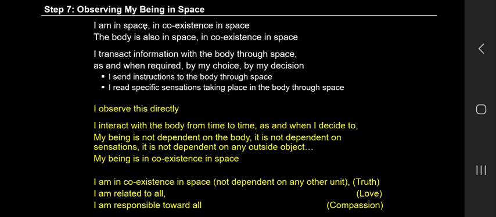I can observe body directly with its activities. I can observe my being in space, in coexistence with space. Now I can observe body in coexistence in space. So this is what we are discussing from step 1 to 7 of exercise 2.